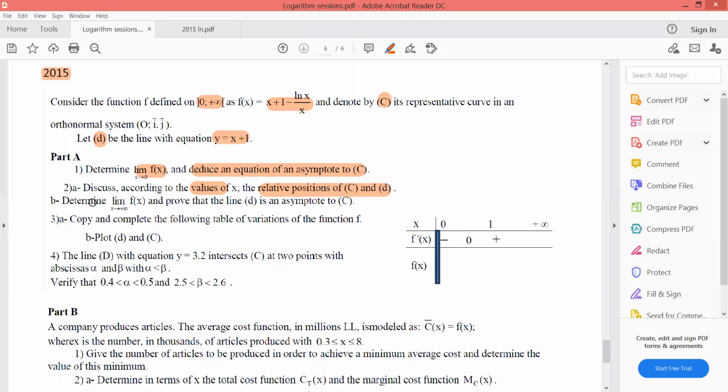Determine the limit of f(x) as x tends to plus infinity. How to determine the limit as x tends to plus infinity? Replace. How much do we get if we replace x by infinity? It becomes an indeterminate form. Ln x over x. What is the rule for ln x over x as x tends to plus infinity? We have a rule. What about the rule of 0?